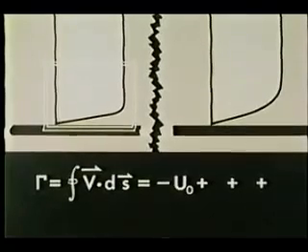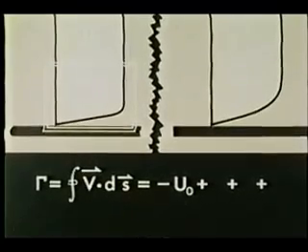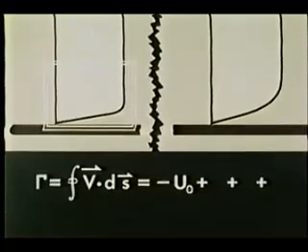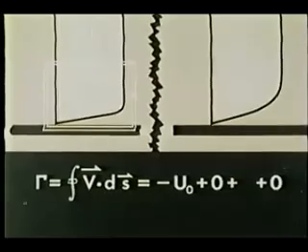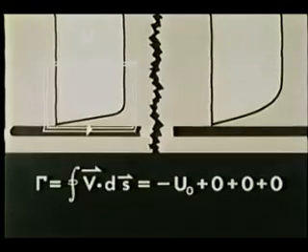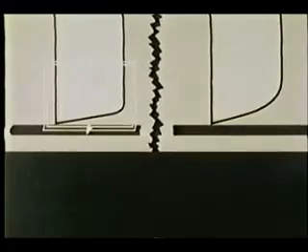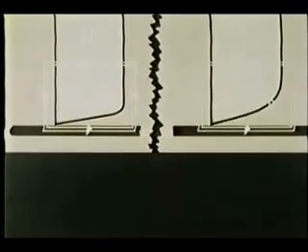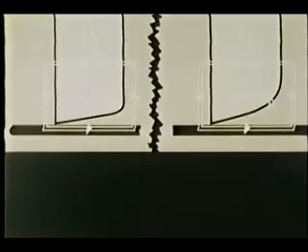At the top, the local velocity is parallel to the contour, but in the opposite sense. The components of velocity along the right and left parts of the contour are virtually zero. Because there is no slip, the velocity contribution to the circulation at the surface is in fact zero. Therefore, the circulation is minus the free stream velocity times a unit length. Downstream, the circulation is also equal to minus u naught times the unit length.